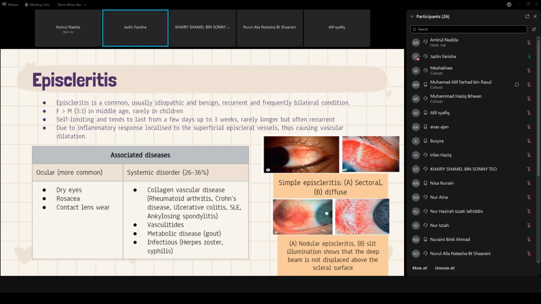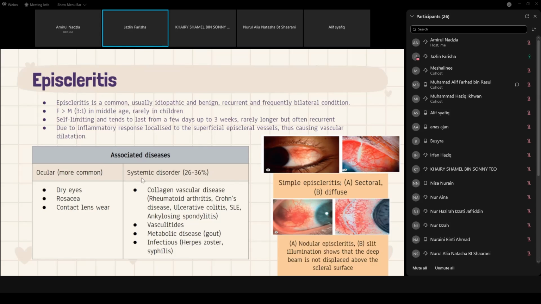Episcleritis is due to an inflammatory response localized to the superficial episcleral vessels. This will cause vascular dilatation and produce the redness. And there are two types of episcleritis, which are simple episcleritis and nodular episcleritis. There are also other associated diseases, which we will divide into two, ocular and systemic disorders.